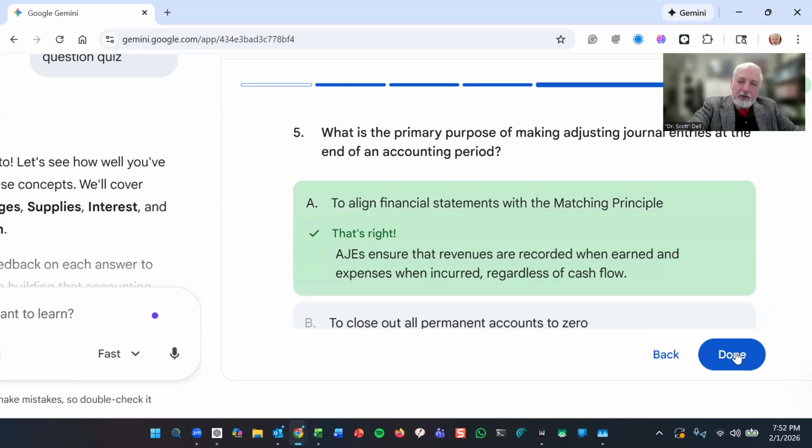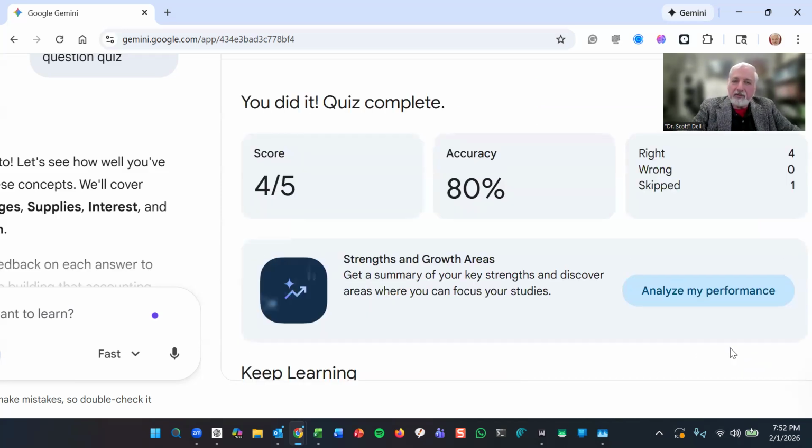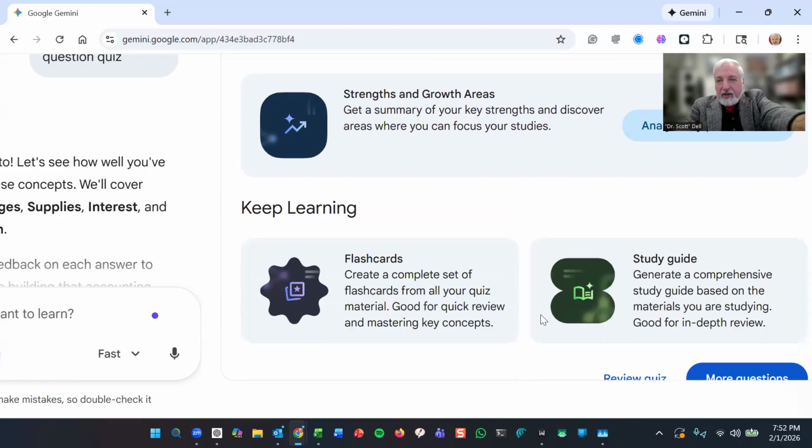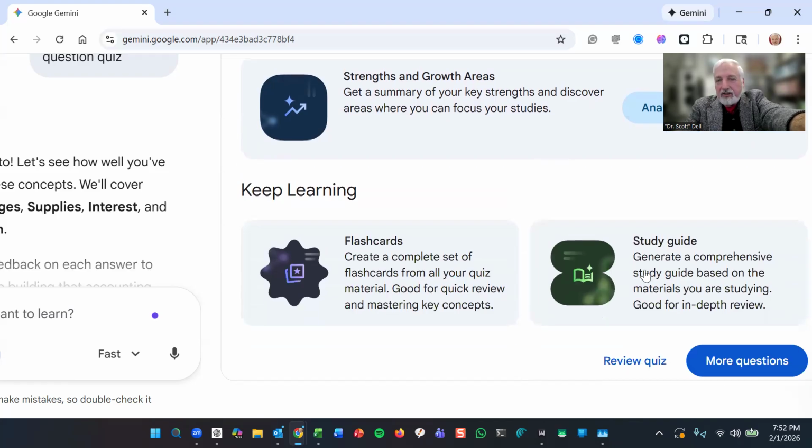You got it. You win. Success. Okay. I skipped one. First one, I didn't actually get the answer, but we talked about it. We had the right answer, but that's okay. You can create flashcards. Let's see what it does for a study guide.